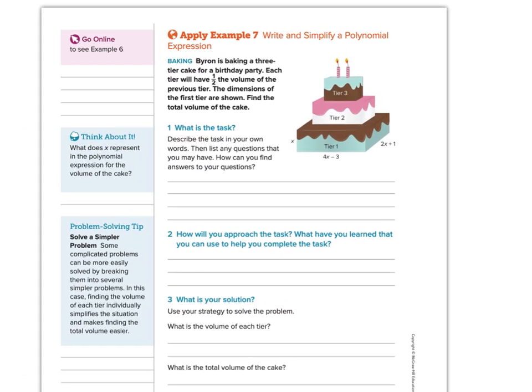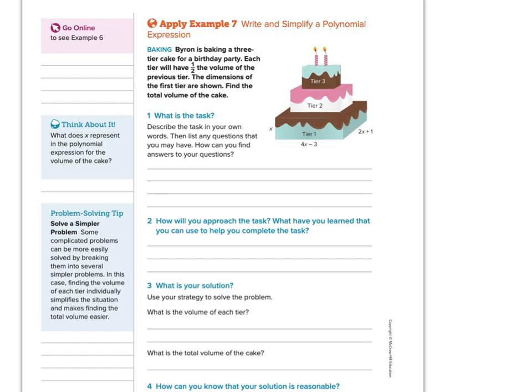And then here, goodness gracious, Byron is baking a 3-tier cake for a birthday party. Each tier will have 1/2 the volume of the previous tier. The dimensions of the first tier are shown. Find the total volume of the cake. Okay, so here's the first tier, and then this tier is going to be 1/2 times that, and then the remaining tier is going to be 1/2 times that.